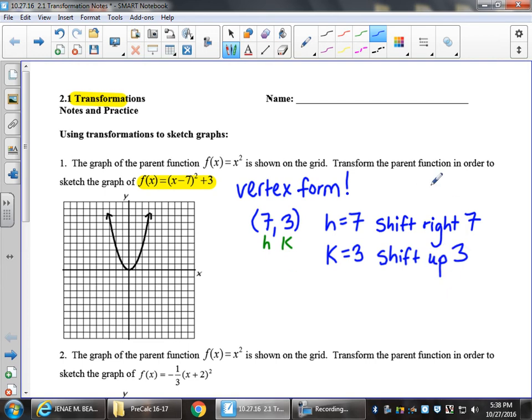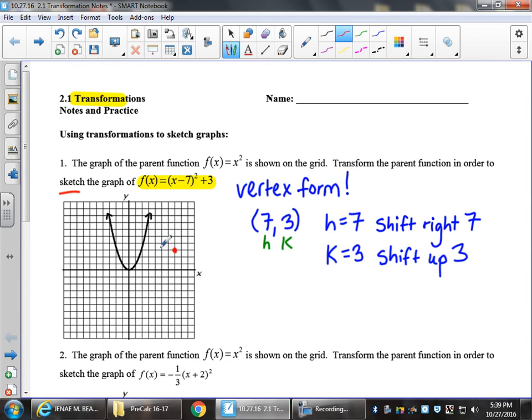So this is prior knowledge, and now we're going to see how we can take this prior knowledge and apply it to actually transforming the given graph. Our vertex starts at 0, 0. We're going to shift this point right 1, 2, 3, 4, 5, 6, 7, and up 1, 2, 3. Now, we're told that this is going to be a sketch, so it's not going to be exact. We do know, though, that we want to maintain the general width that we started with, because if I look, there's been no change on a.